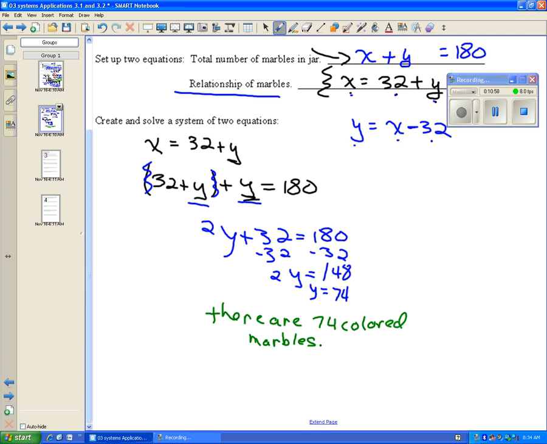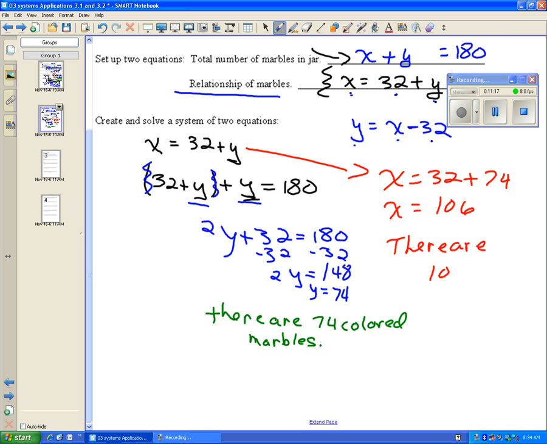Okay, how many plain are there? Well, I'm going to come back to this equation right here, and I'm going to say, well, the number of plain is equal to 32 plus the number of colored, which is 74. So then X is going to equal 106. So there are 106 plain marbles.